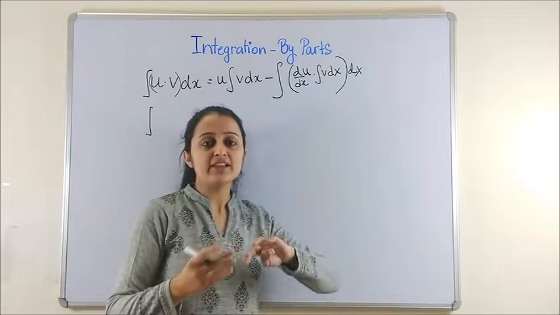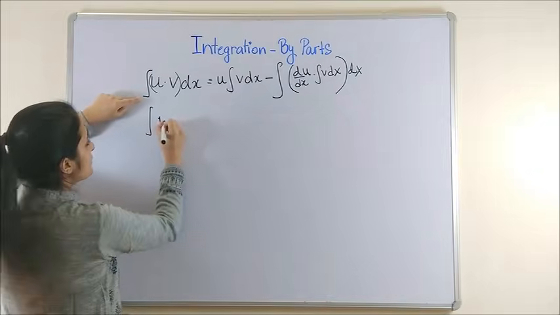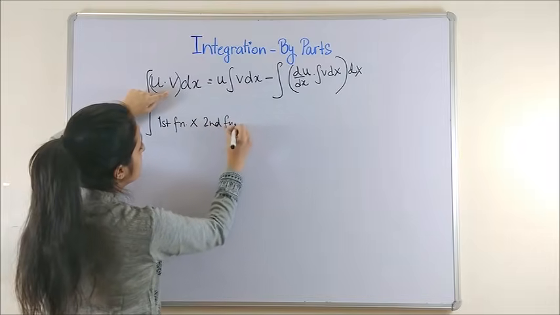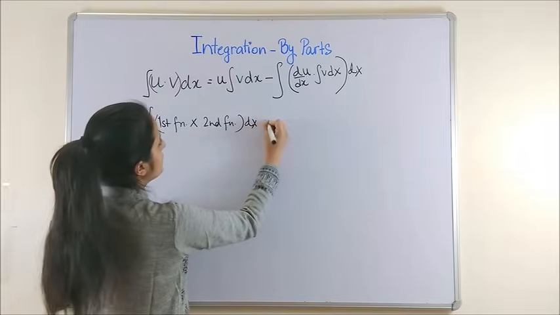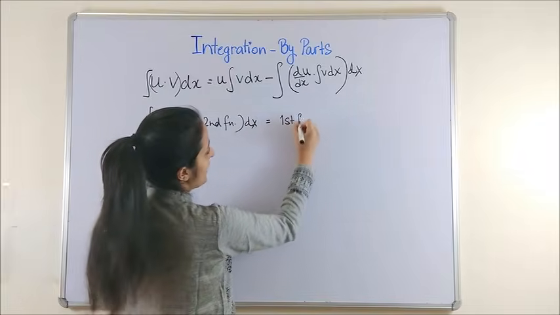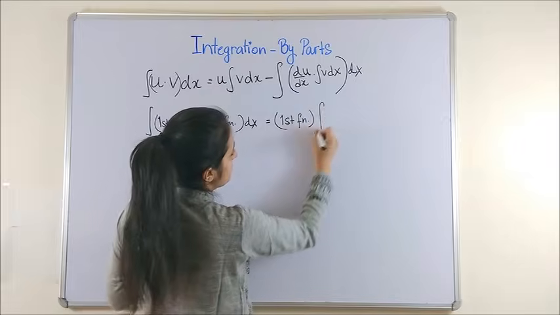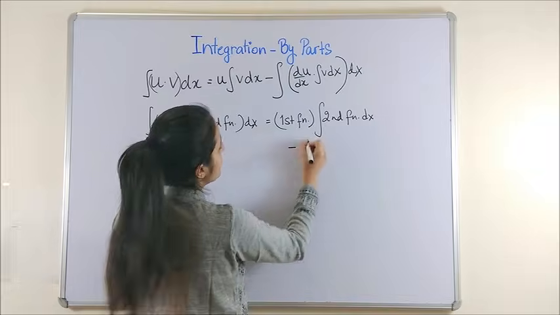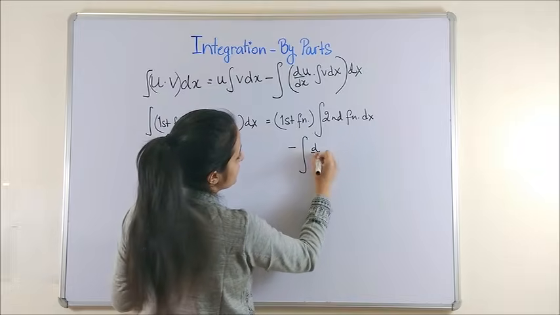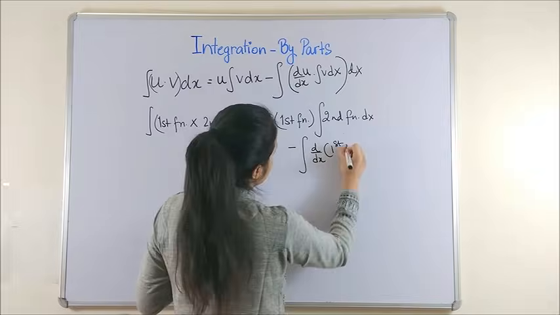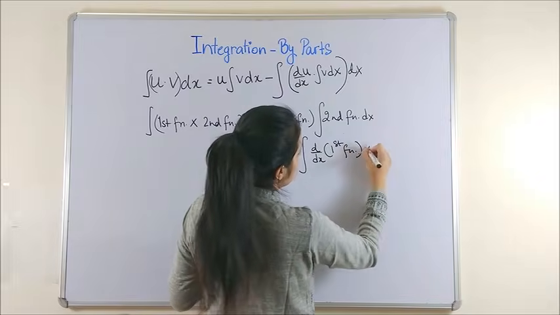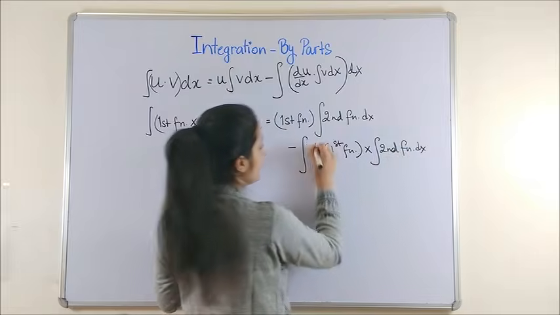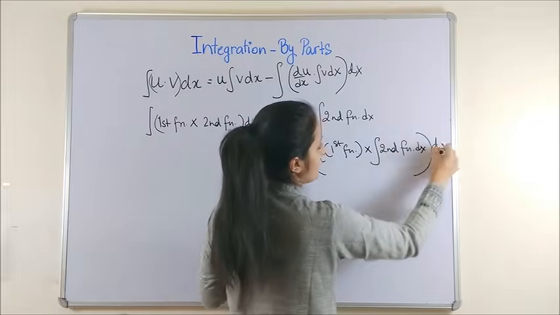For our convenience, if I take it as the first function into the second function, then you write the first function as it is into the integral of the second function, minus the derivative of the first function into the integral of the second function, and then you integrate the whole product.